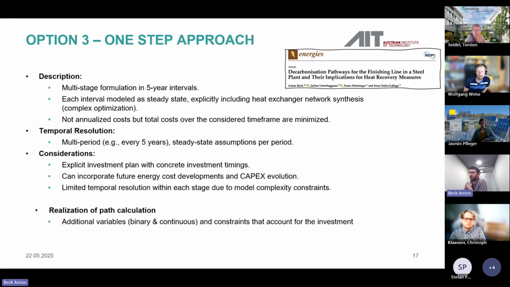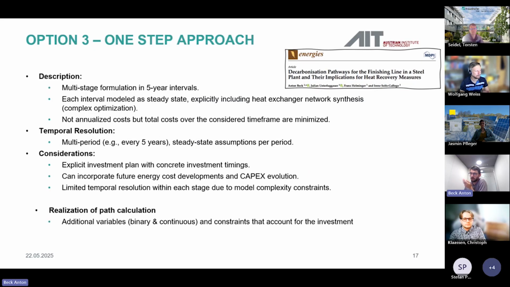The process in question was a steel plant of ArcelorMittal, and we used a rather complex system considering also heat integration and integration of heat pumps and integration of heat distribution system on site simultaneously. So it was a pretty big model. So it was steady state within those 5-year time frames. So no fluctuating renewables or anything like that to be included.